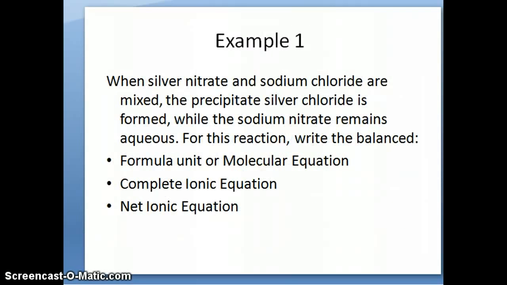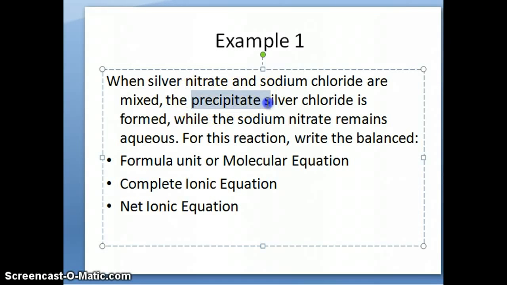Okay, let's go back to this example now. We have silver nitrate, we have sodium chloride, we mix them together and we get a precipitate, silver chloride. That tells you that it's a solid state, that the word precipitate basically means that you have a solid, and sodium nitrate remains aqueous. So you have another product called sodium nitrate, and that's aqueous.